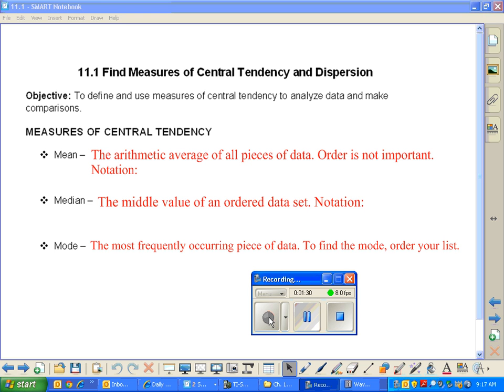Again, these are measures in the middle of your data set. So now that you've copied down the vocabulary, we should probably talk a little bit about the goal for today's lesson. I'm thinking most of you have already done mean, median, mode, range, maybe even standard deviation. But we're going to use a calculator today to calculate those 5 measures.